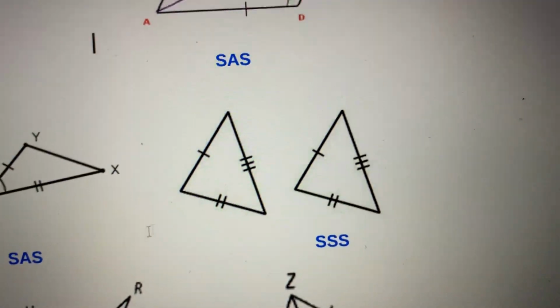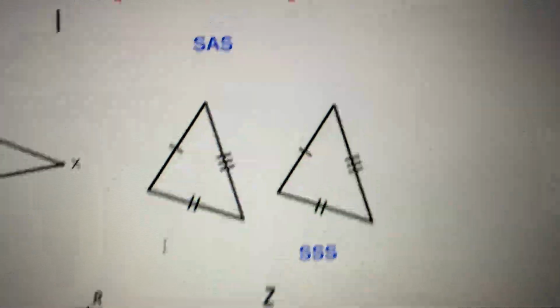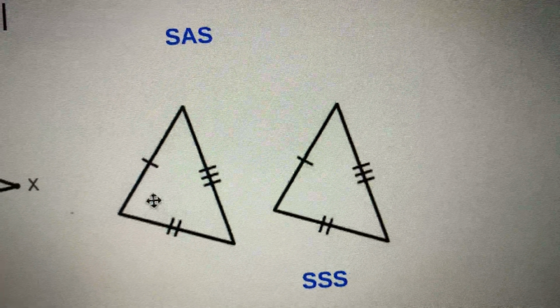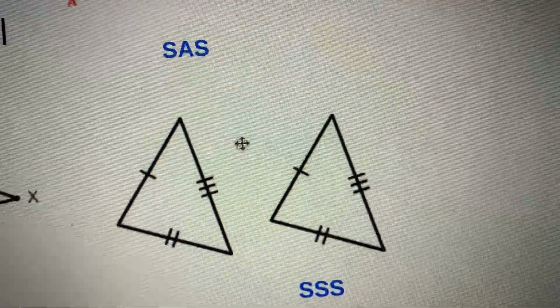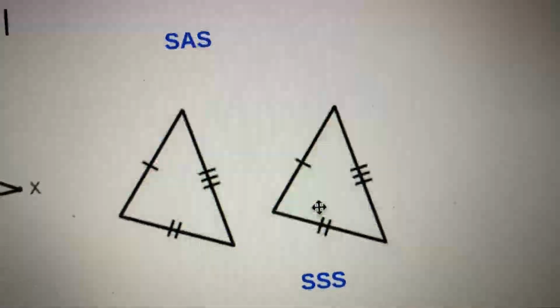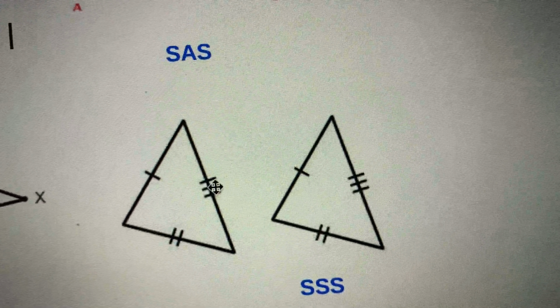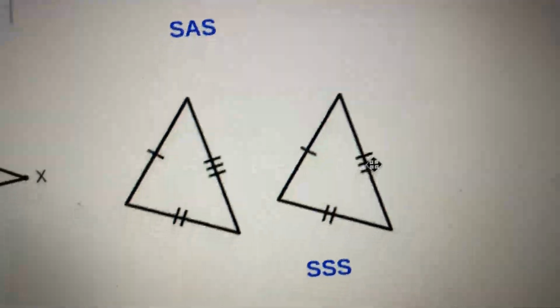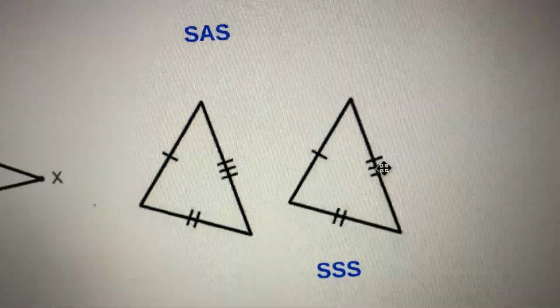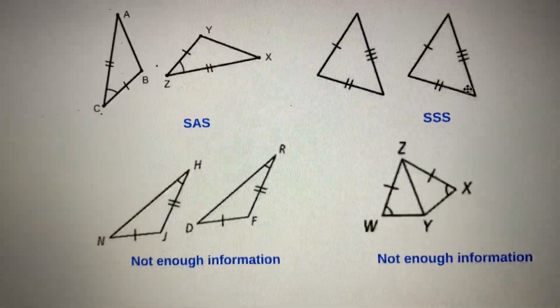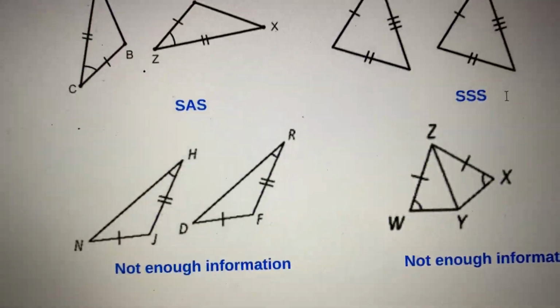This one here is a little bit easier. It's kind of like the first example, except the triangles are not connected. So we have 1 mark here, 1 mark here, 2 there, 2 there, and then 3 here and 3 here. So it's going to be side, side, side. We know there are 3 congruent sides. Now these are the ones that you want to look at.